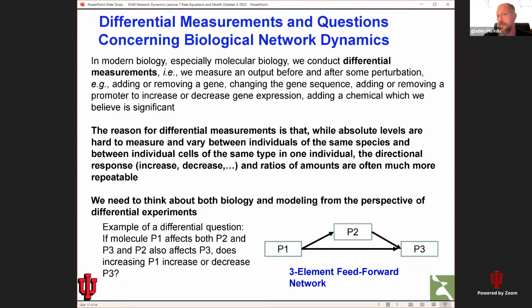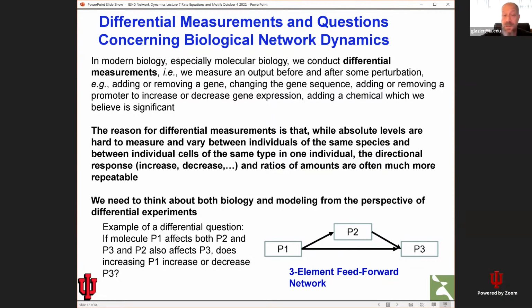But at least as a principle, this is something we do all the time. We turn gene X off, we turn gene X on, we add chemical Y, and we compare the output with and without that perturbation. And so the little feed-forward network that we're going to work on is very simple. It's in a sense the simplest kind of thing that we could do with this.